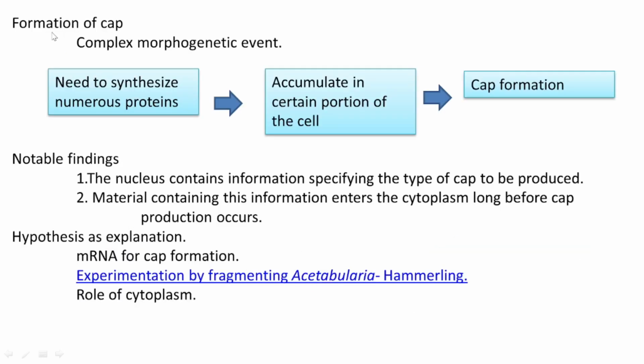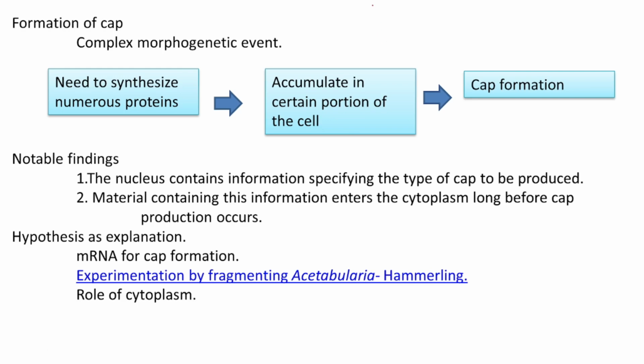And the next is for understanding the process of formation of cap. That formation is a complex morphogenetic event. For synthesizing or forming a cap, it needs to synthesize numerous proteins. And those formed proteins need to accumulate in some portion of the cell, and that may later lead to the formation of cap. The fact that the information responsible for the formation of cap is accumulating in the cell was proved after the scientists performed some more experiments as a continuation of the first experiment. What is that? I will explain.